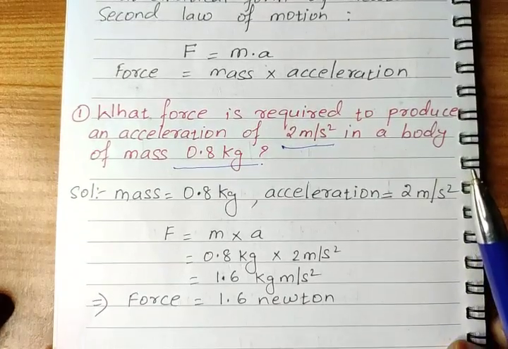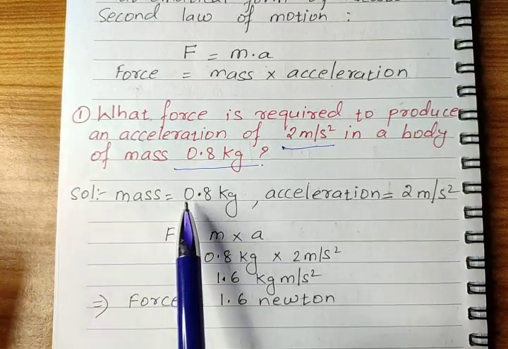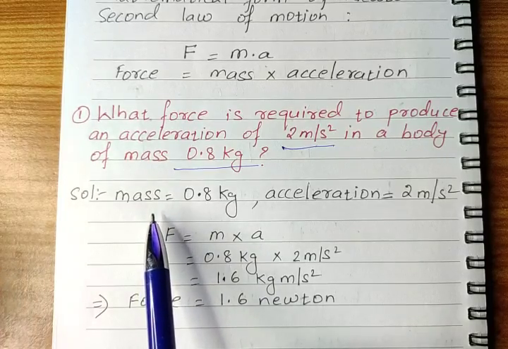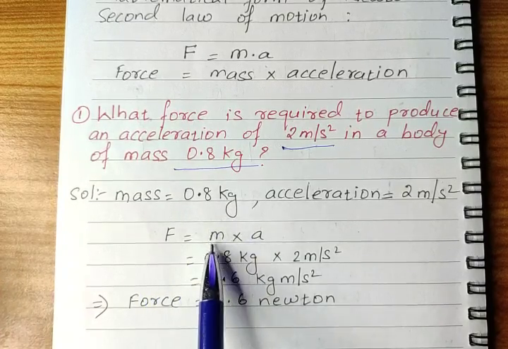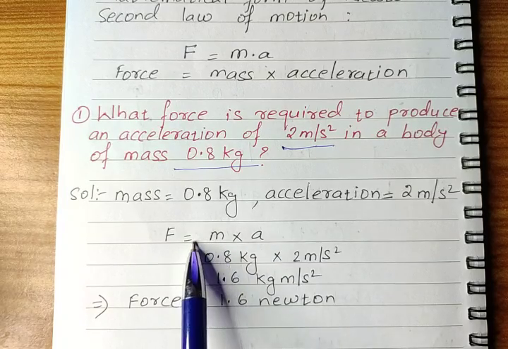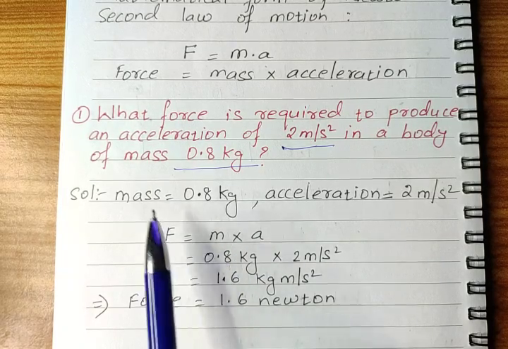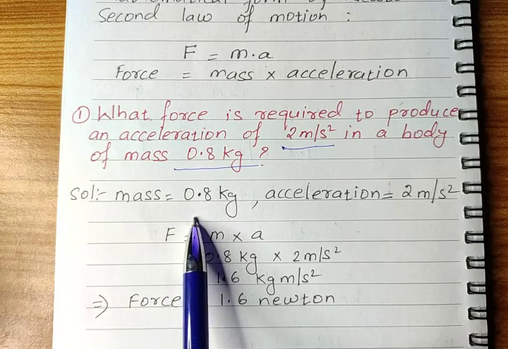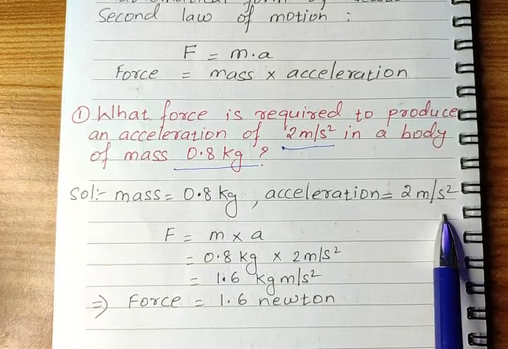So now we will do it. See, first we will write what is given in the question. That you first have to mention. Then after that, according to what is given, we have to see whether we will directly use the formula or whether we have to find out something else. So mass is given 0.8 kg, acceleration is given 2 meter per second square.